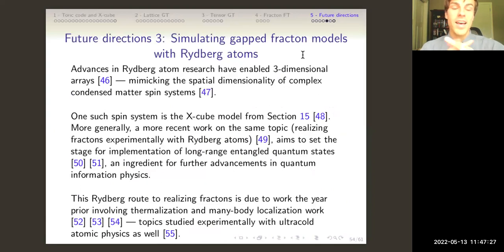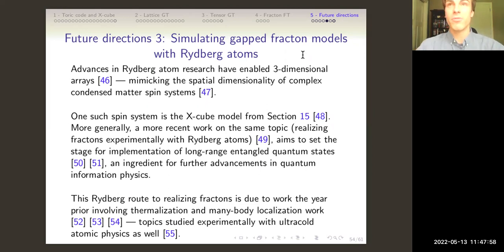And lastly, it's only fitting that the way that Haah came up with these fractons was motivated by very practical purposes. How do we store memory in a quantum computer that's kind of impenetrable to error? It's only fitting that now that it's been a decade and this theory of fractons has been formally grounded, we start to look into ways to realize these experimentally.